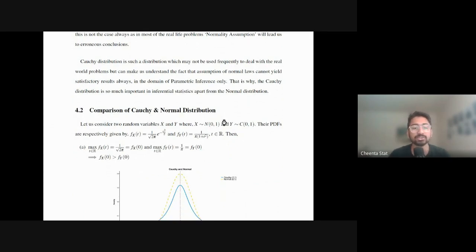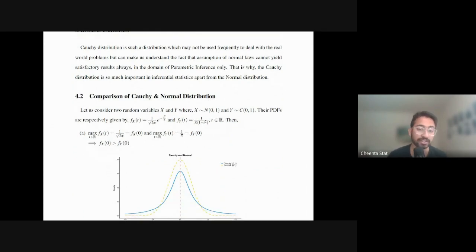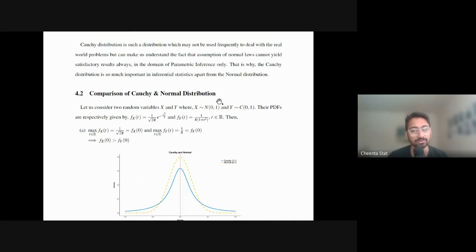Okay, that's great. So we are now comparing Cauchy and normal. I'm very excited to see what unfolds here.